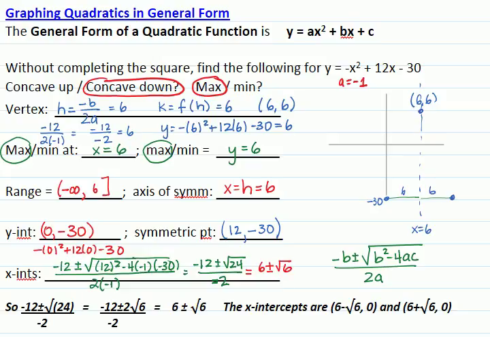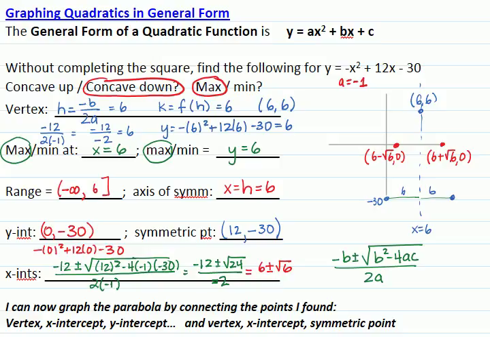Therefore, I have two x-intercepts, (6 minus the square root of 6, 0) and (6 plus the square root of 6, 0). I can now graph the parabola by connecting the points I found: starting at the vertex, go to the x-intercept and to the y-intercept; starting at the vertex, go to the other x-intercept and the symmetric point.